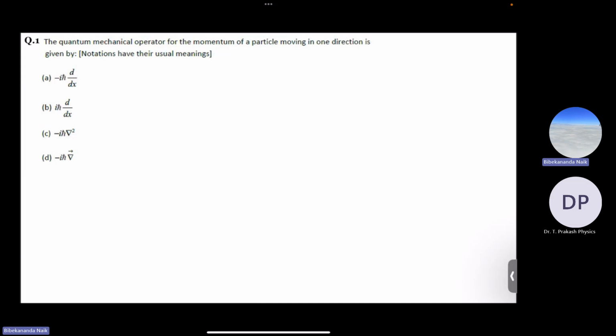So can you tell me which one of the four options will be the correct option? Option A, sir, minus i h cross d by dx. Yes, absolutely correct. So can you tell me why option A is correct? Why are the other options not correct? Why is the operator minus i h cross d by dx? It can also be i h cross d by dx. Why is it negative?